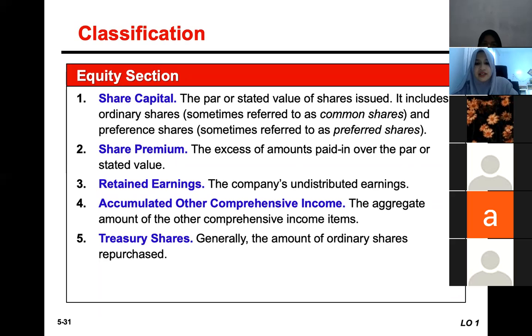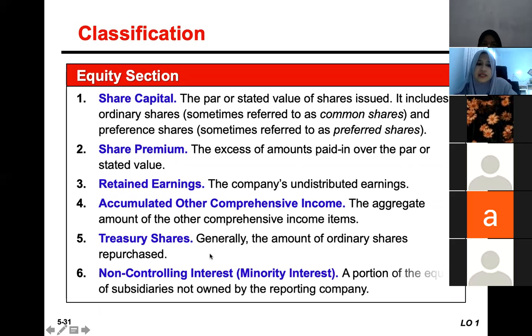Treasury shares is the amount of shares that are purchased back by the companies. For example, at the beginning of the year the company issues 100,000 shares. And then in the middle of the year, they buy back 10,000 shares from the shareholders. The shares that have been bought back by the company are called treasury shares. You will learn in detail later on. Non-controlling interest is the minority interest.